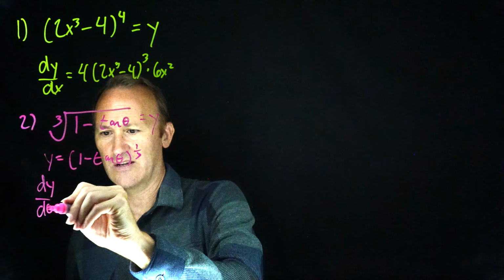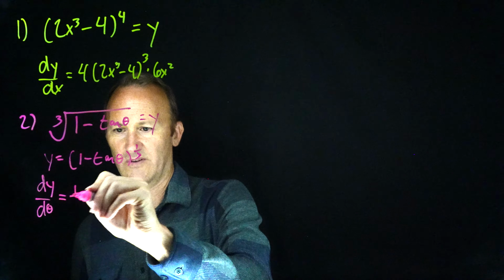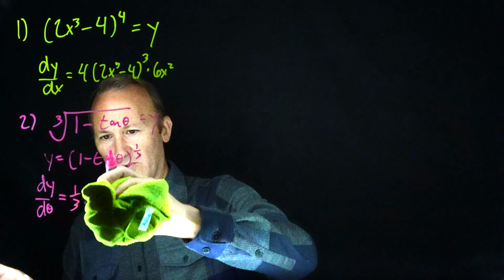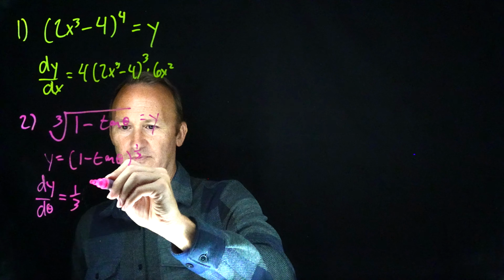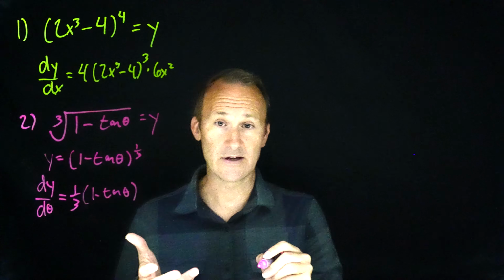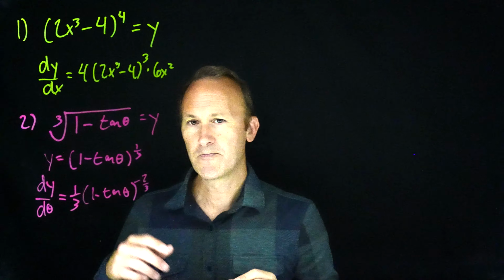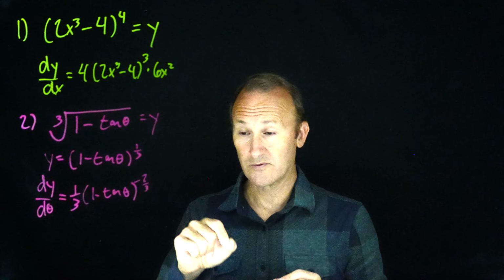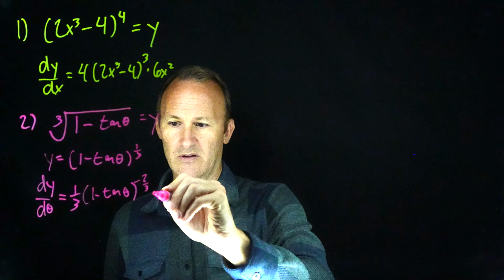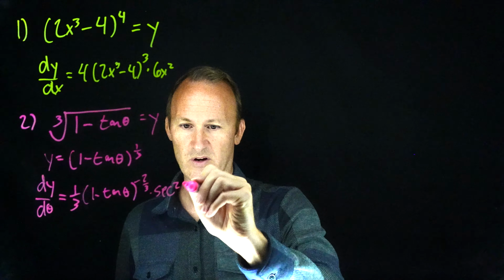How do we figure out dy d theta? Okay, we use the 1/3. Bring it down. So we've got the 1/3 times 1 minus tangent theta. Subtract 1, that's 3/3, so it's all to the negative 2/3. And then we've got to take the derivative of the inside. So that's times secant theta tangent theta. I'm sorry, that's the derivative of secant. The derivative of tangent is secant squared. So it's secant squared theta.